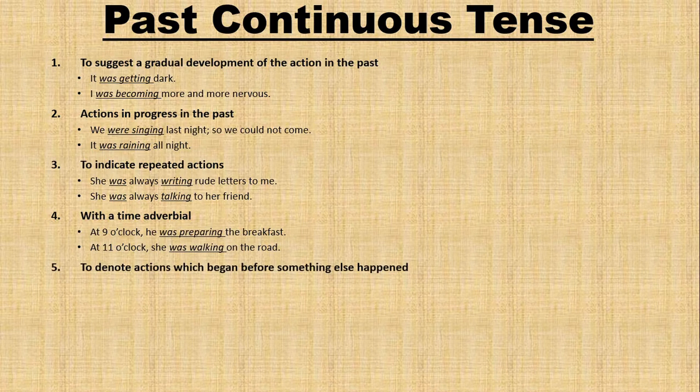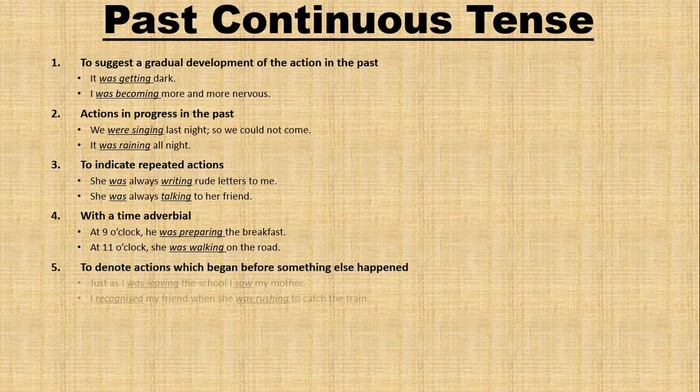So number 5 is to denote actions which began before something else happened. That is, the past continuous and the simple past are often used together in a sentence. The past continuous describes a situation or action in progress in the past, and the simple past describes a shorter action or event. The action or situation in progress is often introduced by conjunctions like when, as, just as, and while. That means to denote actions which began before something else happened, we use past continuous and simple past together. Alright?